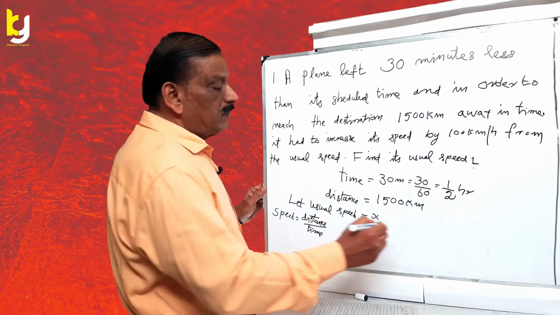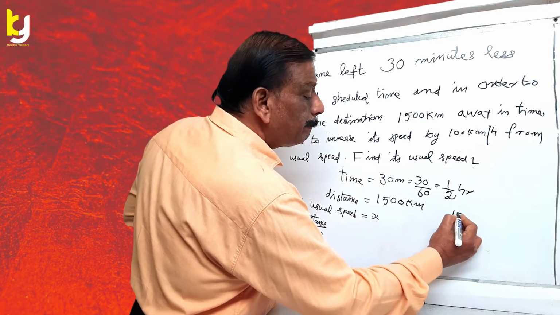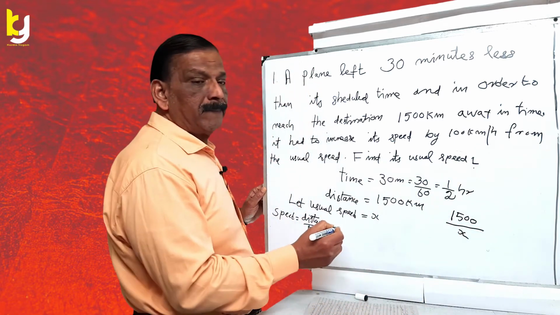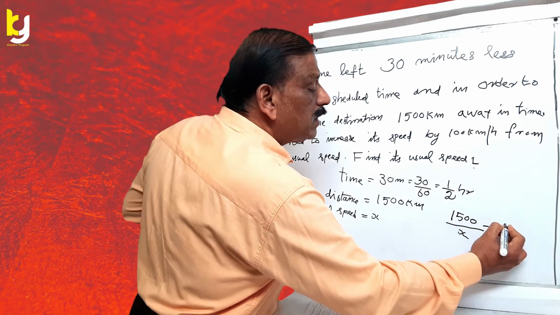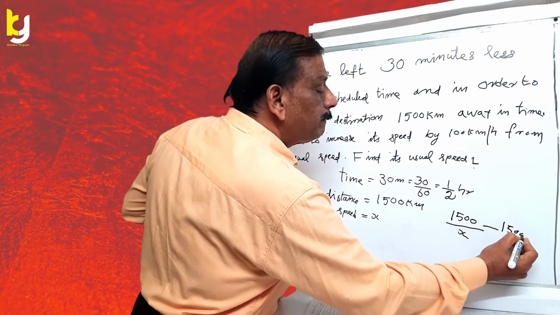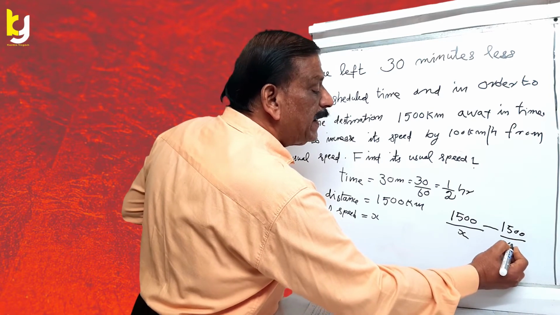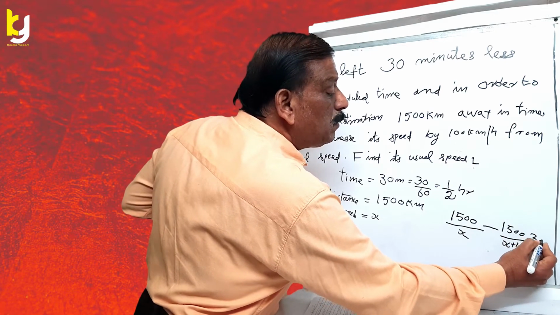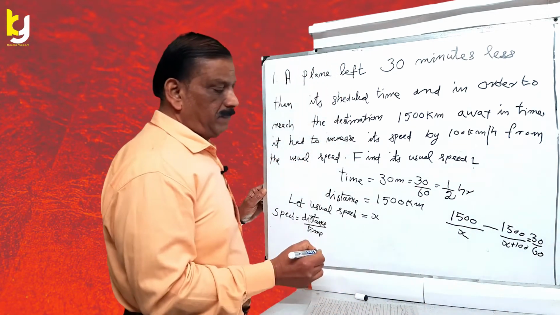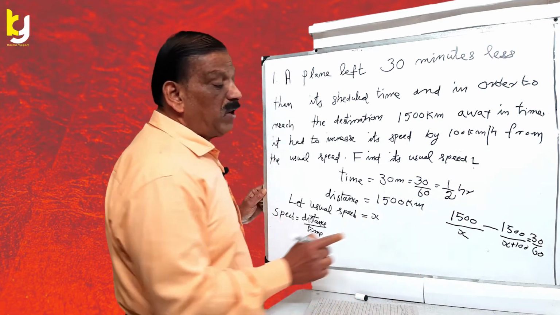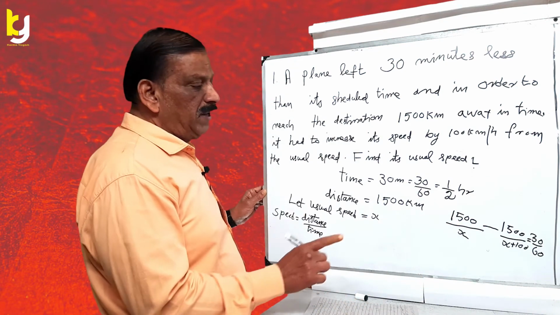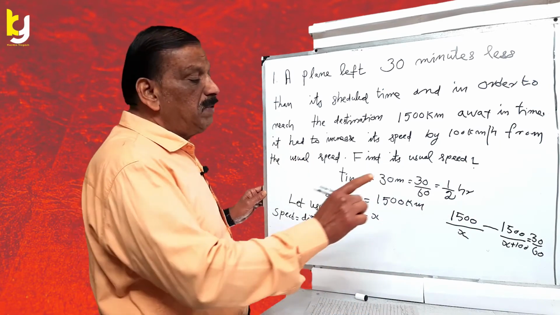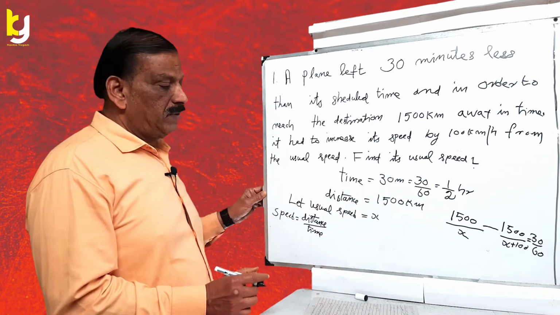We know 1500 divided by usual speed minus 1500 divided by x plus 100, that is equal to 30 by 60. We know 1500 divided by usual speed minus 1500 divided by usual speed plus 100, it will be equal to 30 by 60. Any doubt?